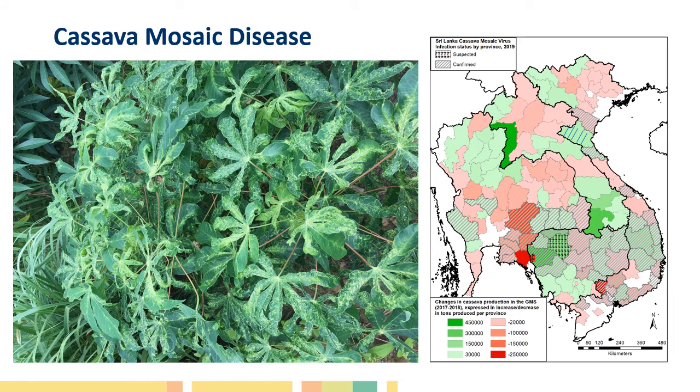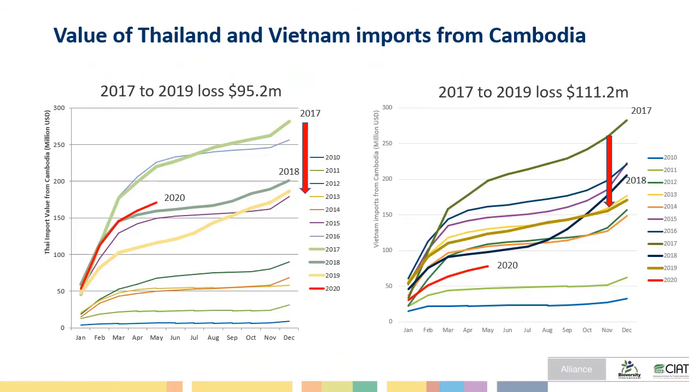Finally, touching on cassava mosaic disease. This is a disease that was introduced several years ago into this part of Cambodia and has now rapidly spread throughout the main cassava producing regions. In terms of impact, this is probably a good slide to have a look at. On the left, you have the import of Cambodian roots and chips into Thailand. From 2017 to 2019, there was a $95 million reduction in those exports. And on the other side, Vietnam has imported $111 million less cassava roots and chips in that 2-year period. Now, this is having a significant impact on cassava farmers and also industry.